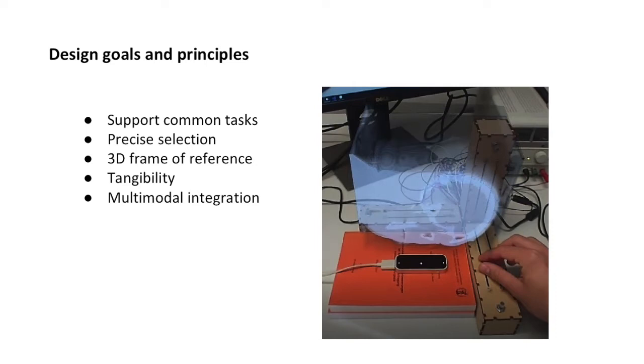First, we wanted to support a set of common data tasks that occur in 3D space, such as filtering and selection. Second, we wanted to support precise selection, as we found that was what is expected from our experts based on the interviews we've had. We also wanted to provide a physical frame of reference for these tasks, which is enabled through tangibility. And finally, we realized that multimodal input was essential to supporting both precision and the fluid interaction available from our hands.